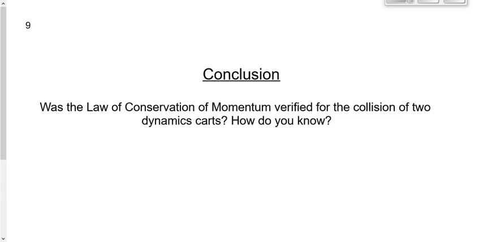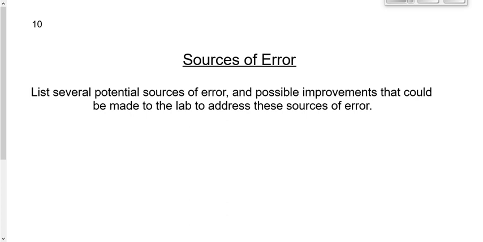We need a conclusion. Was it verified? Yes, it was verified. How do you know? Well, because the slope of my graph was within 10% of M1 over MT. Or, no, it wasn't verified because the slope of my graph was 27% off of the value of M1 over MT. Was it verified? Yes or no? How do you know? And then what do you got after your conclusion? Sources of error. Yeah. You get your sources of error. And then your improvements. Don't forget the improvements with it. That's what some people like to forget, is improvements.